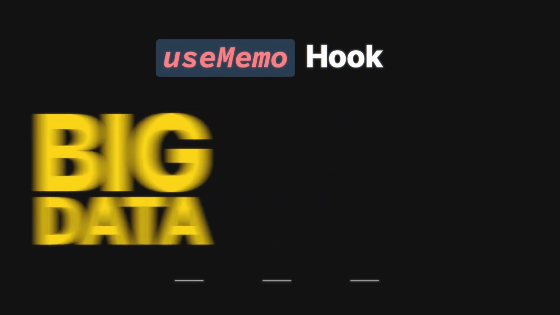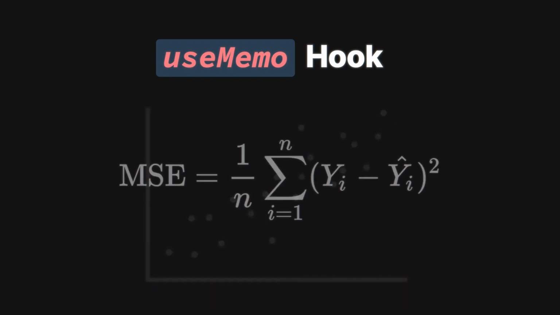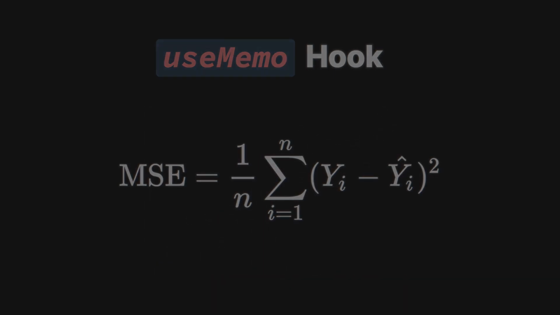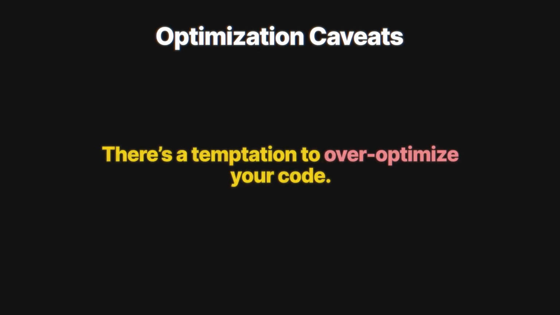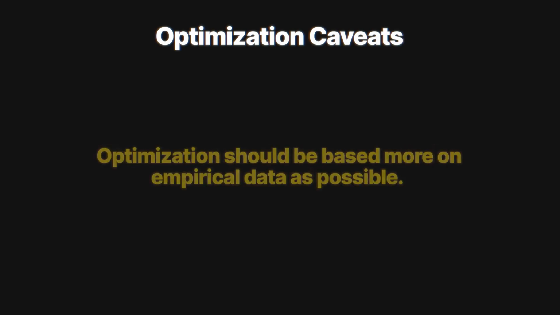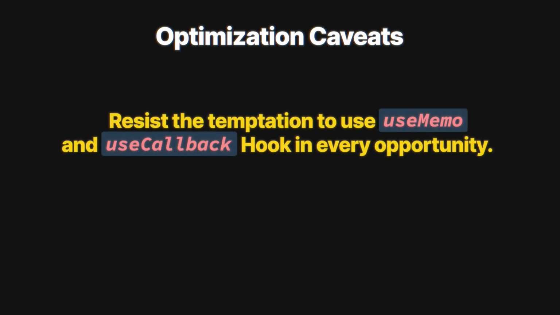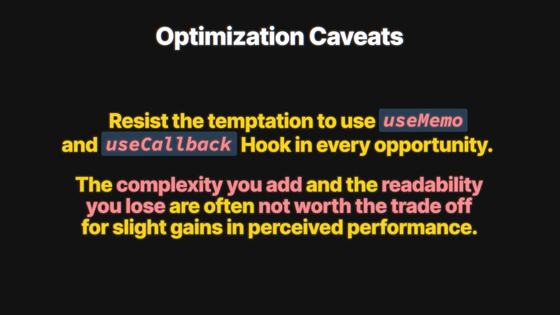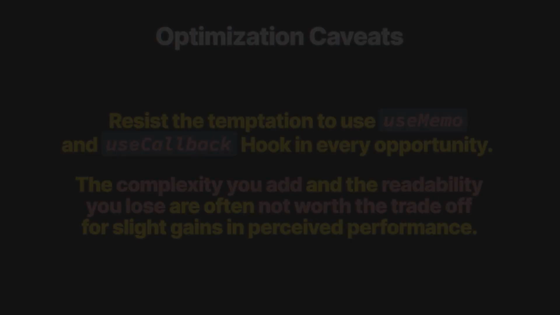You'll often find useMemo used when dealing with big data items such as graphs, charts, plotting data, and dealing with large mathematical equations. But we do have some optimization caveats. It's worth a quick mention here that there is a temptation to over-optimize your code, either too liberally or too early. For me, optimization should be kept in mind, but it should be based on as much empirical data as possible. Try to resist the temptation to pepper your code with useMemo and useCallback at every opportunity, as the complexity you add and the readability you lose are often not worth the trade-off for slight gains in perceived performance.